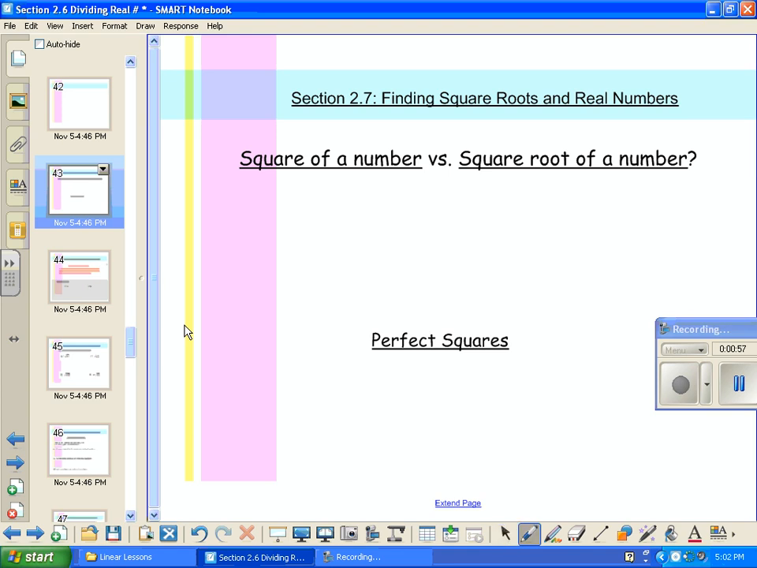To start off though, I want to talk about the difference between these two things, because we're going to see both a lot this year, and we need to understand the difference. There's something called the square of a number, and then there's the square root of a number. When we square a number, we're taking that number times itself. If I want to say 5 squared, that means 5 times itself, which is 25. This is squaring a number.